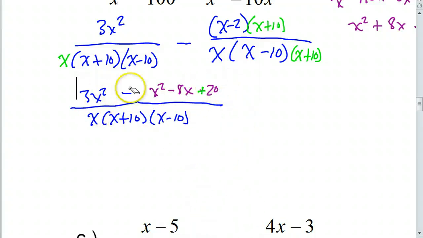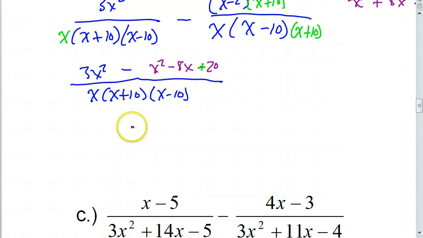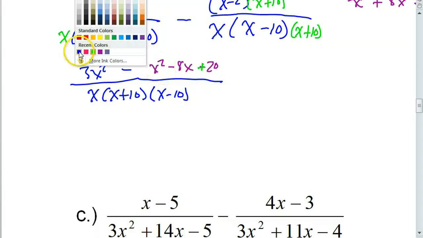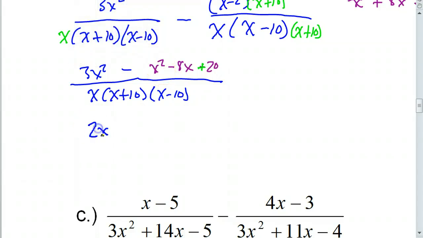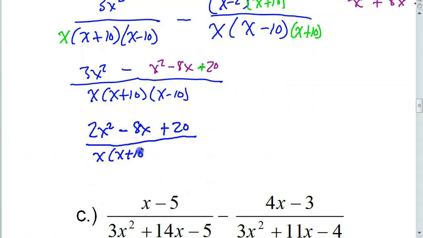All right, now it's time to combine all these like terms and see if it's factorable. If it's not factorable, then we'll be done. So I've got 3x squared minus x squared. So that's 2x squared. And that's it. So I have 2x squared and then minus 8x plus 20. Okay? And I've still got the same denominator.